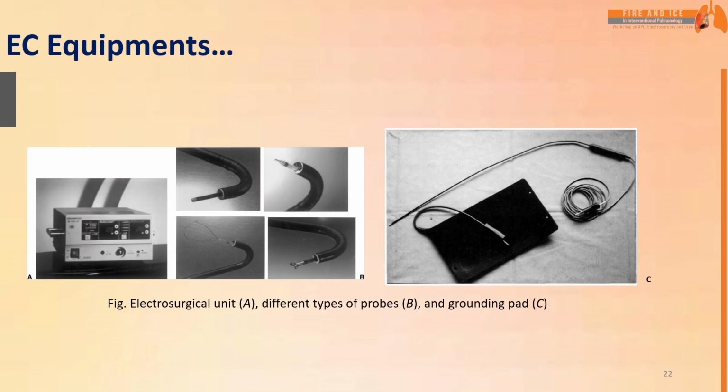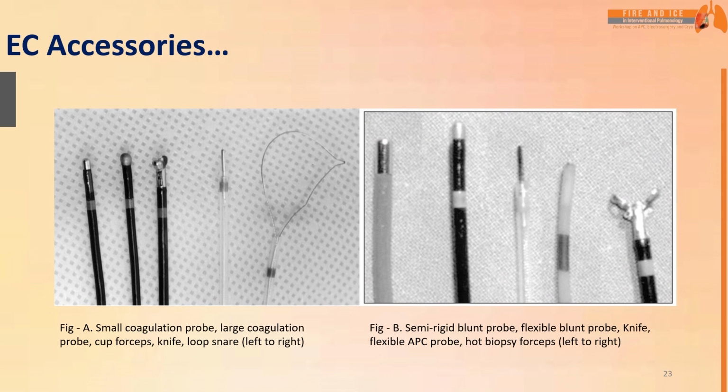These are the electrocautery equipments. On the left-hand side, this is the electrosurgery unit, and on the right-hand side, this is the grounding pad. And these are the electrocautery accessories: different types of cautery probe, electrocautery knife, and this is the wire snare. And on the extreme right, this is the hot biopsy forceps.